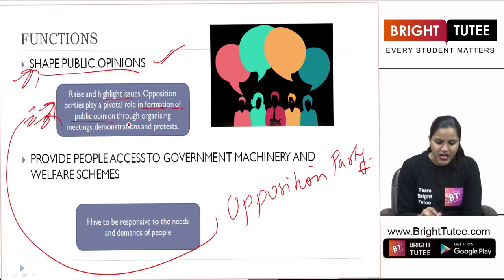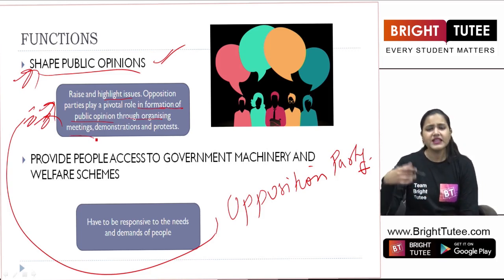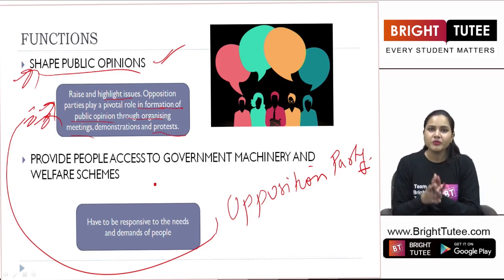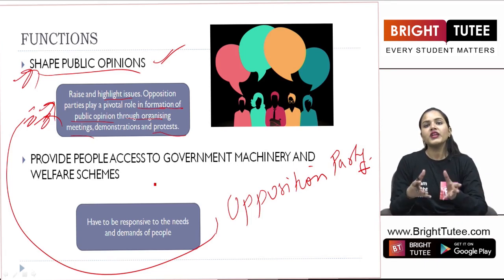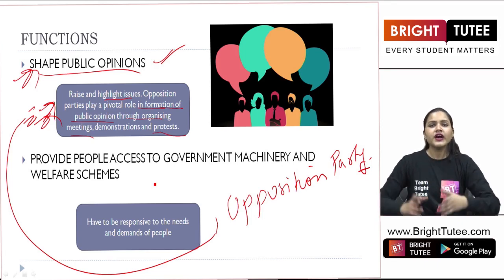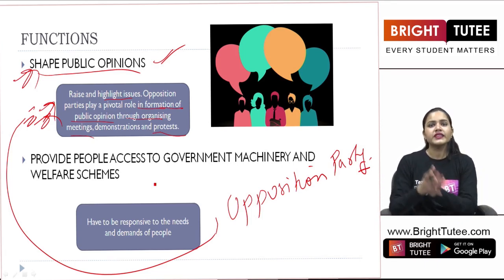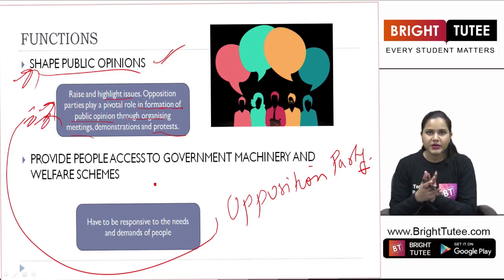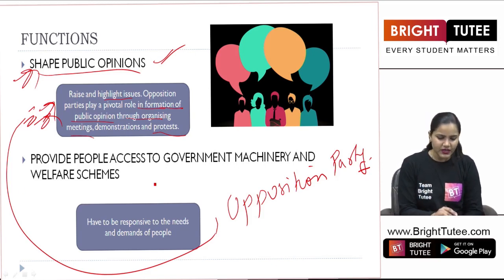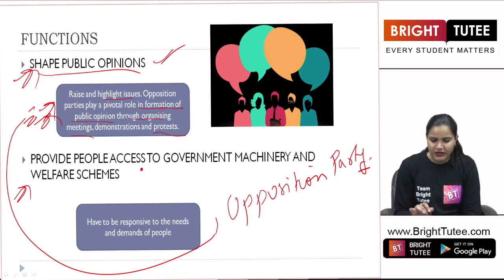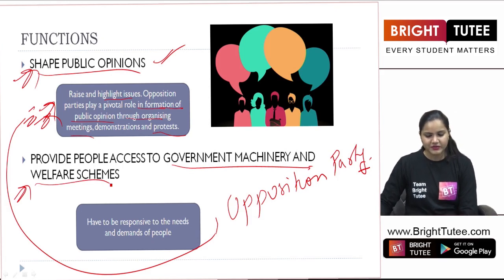Understood this point here? So it is happening through organizing meetings, demonstrations, protests, right? Also with the help of social media, they are trying to mobilize supporters and trying to raise the issues that can be against the ruling party. Okay? Last point here you can see is about providing people access to government machinery and welfare schemes.